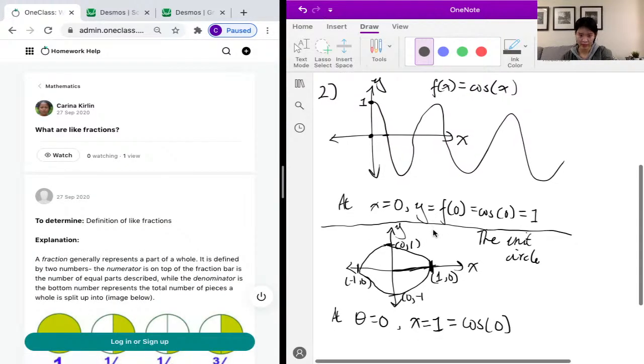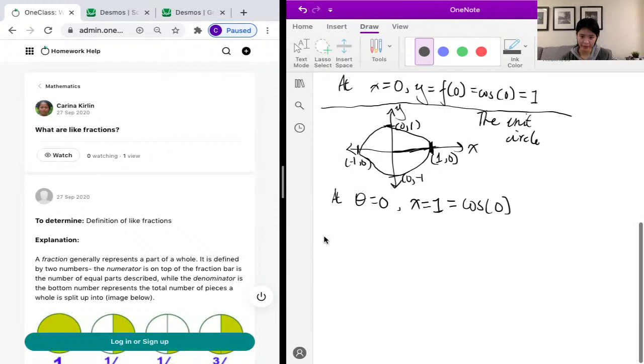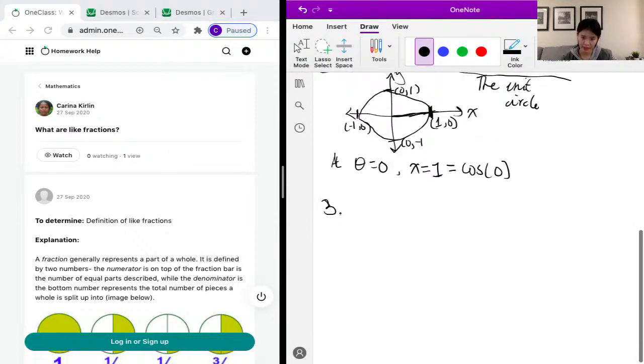Okay, the next problem here is asking us what are like fractions. So basically, let's first talk about fractions quickly. Fractions have a numerator, which is the number on top, and a denominator.